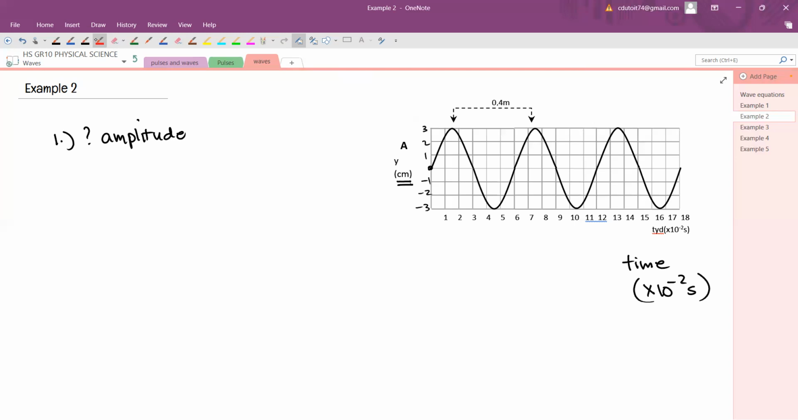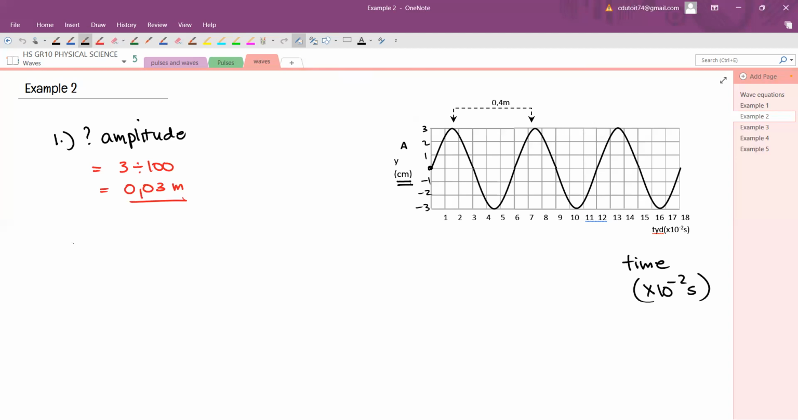3 centimeters. Now, 3 centimeters is how many meters? 0.3? 3 divided by 100. 0.03. 0.03 meters.